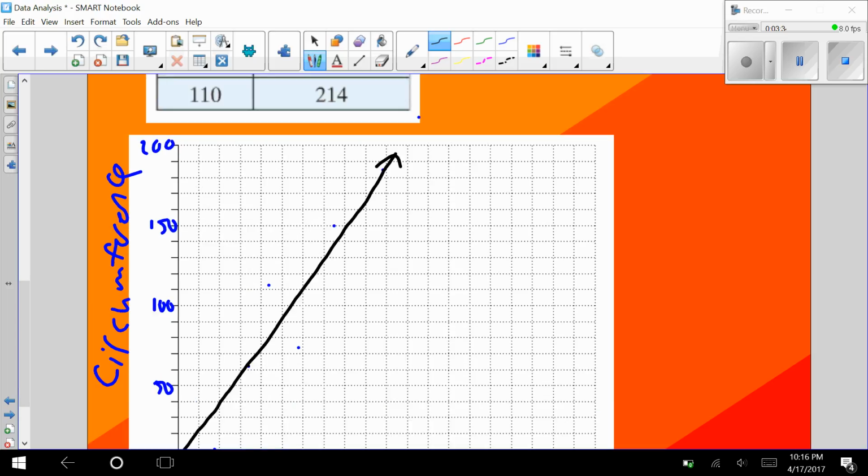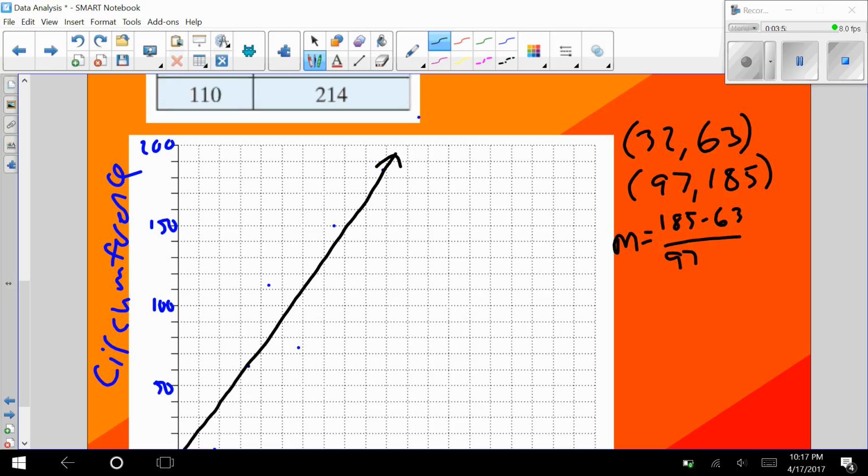Perfect. Now we're going to take our 2 points. I went through 32, 63 and 97, 185. And now we are just going to find the equation of that line, just like we always did before. So we're going to start with our slope. We subtract 185 minus 63 over 97 minus 32. That'll give me a slope of 122 over 65.